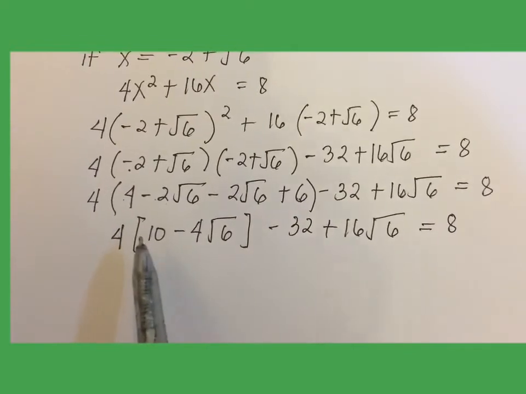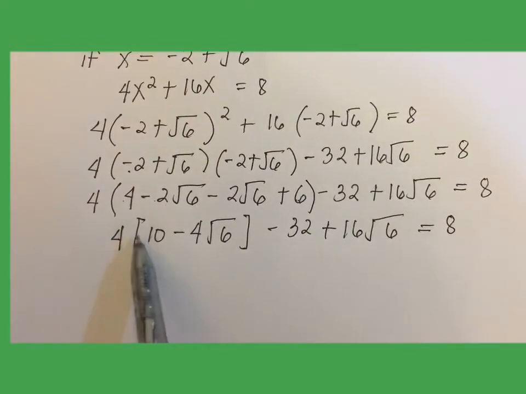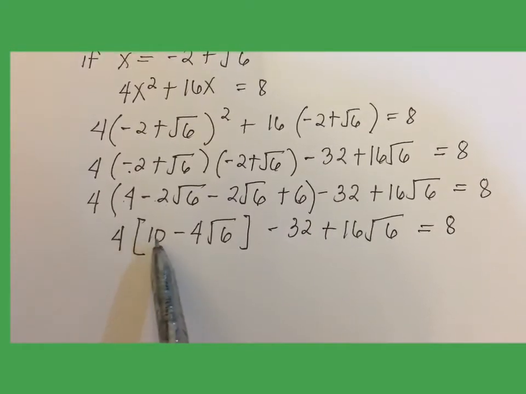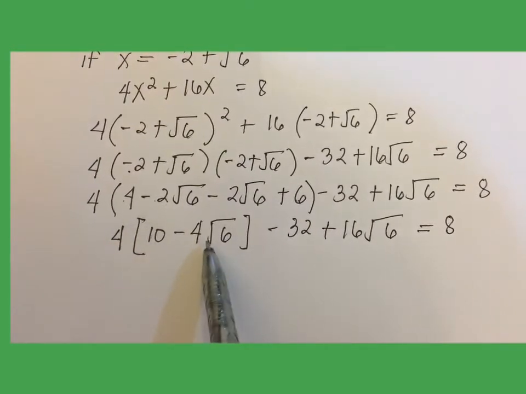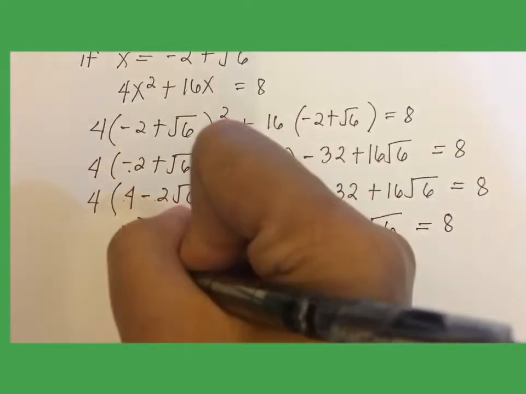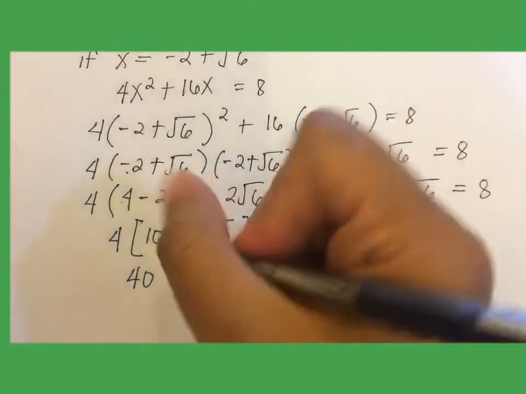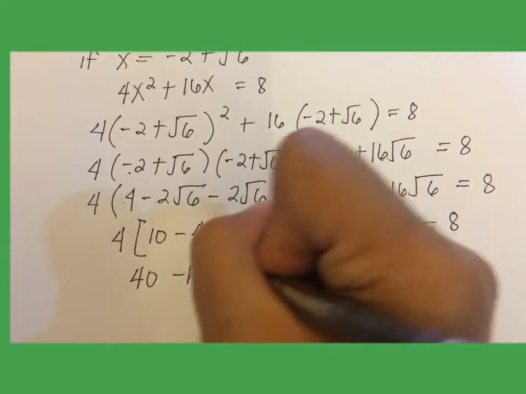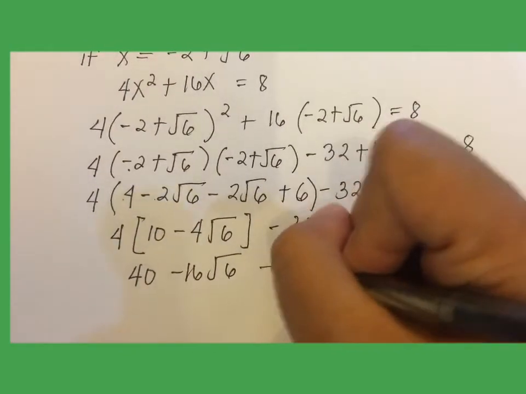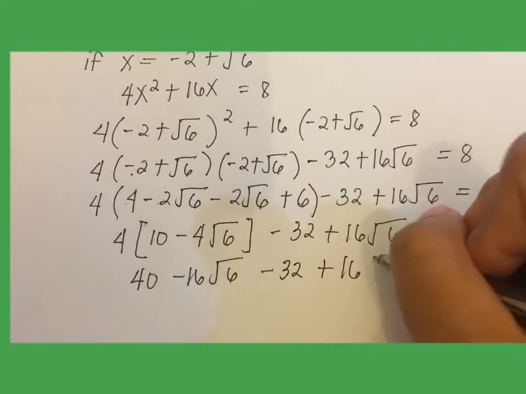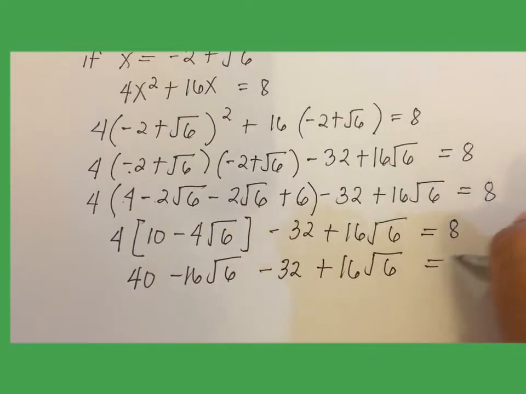Now we are ready to apply the distributive property here. We can multiply 4 times 10 and 4 times negative 4 square root of 6. So 4 times 10, that's 40. And 4 times negative 4, that's negative 16 square root of 6 minus 32 plus 16 square root of 6 equals 8.